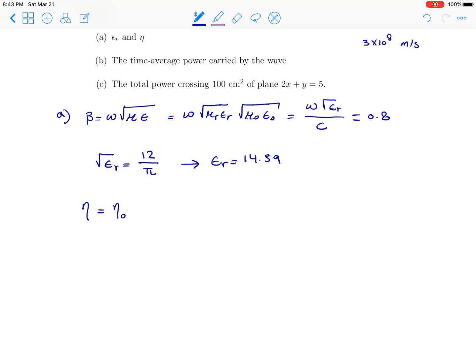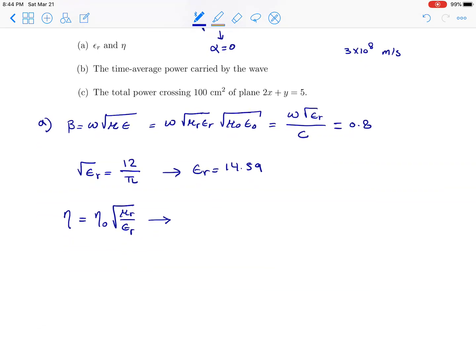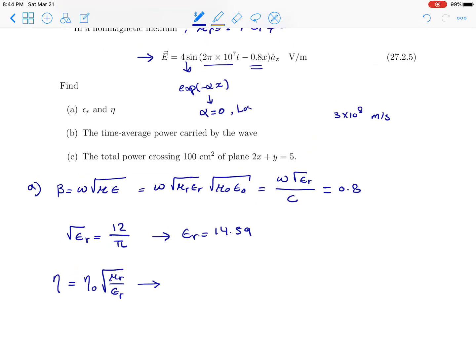Now, to find the intrinsic impedance of that medium, we know that the intrinsic impedance of any medium is the intrinsic impedance of free space multiplied by the square root of mu relative over epsilon relative. Actually, this expression is for a lossless dielectric. We know that this one is a lossless dielectric because there is no exponential part here, so there is no attenuation. So in order to get 1, alpha should be 0. So it's a lossless dielectric.